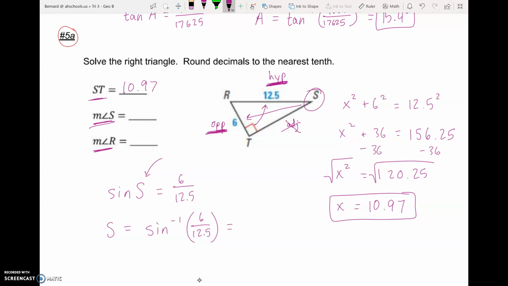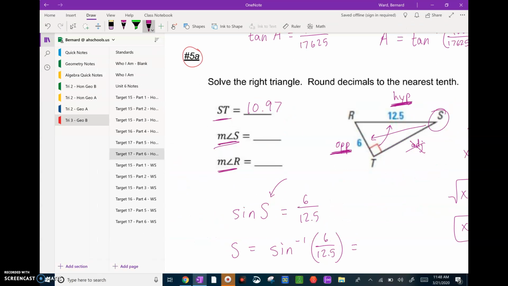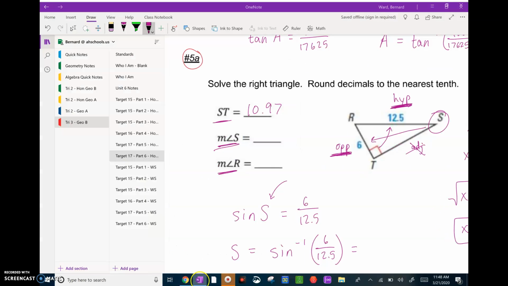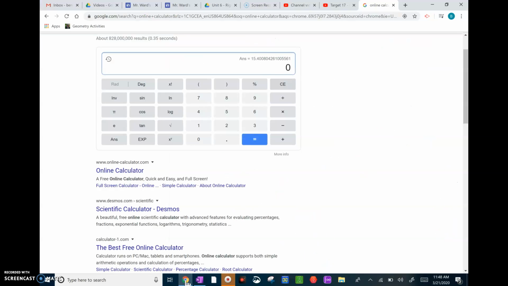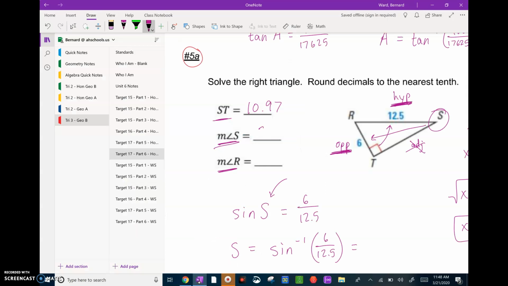So we'll type that into our calculator. Second, sine^-1, 6 divided by 12.5. And that gives us 28, and we'll round up. So 28.7 degrees. And that's perfect.